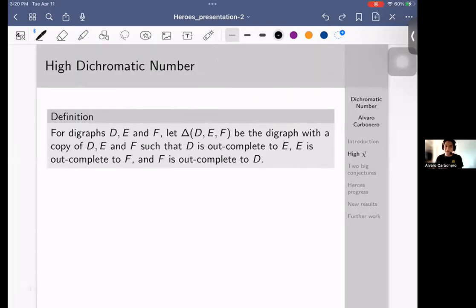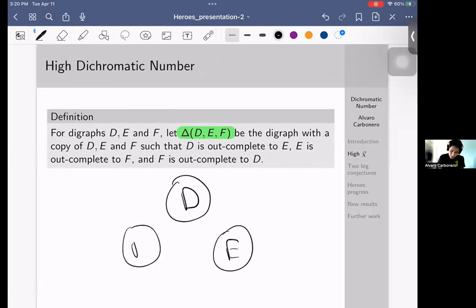For that, we are going to define a tool to allow us to construct bigger digraphs. It's going to be the notation of delta D, E, F. And that's simply a way to denote the digraph where we have a copy of D, a copy of E, and a copy of F, and all of the edges go in a way that make a triangle. So that's what we denote by delta of D, E, F.